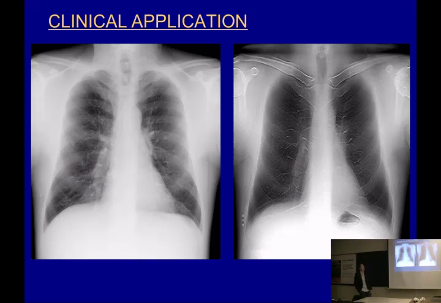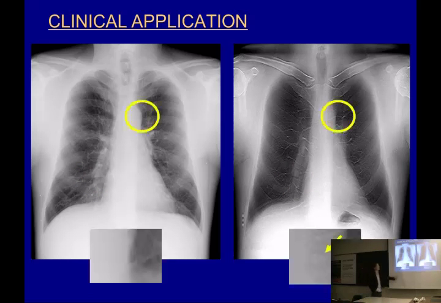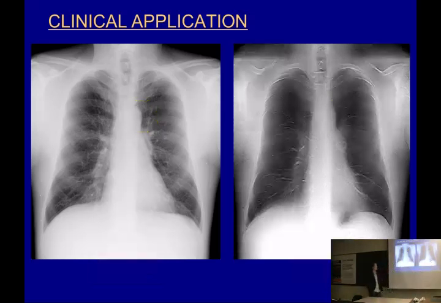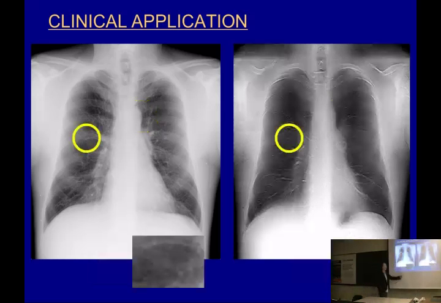If we check another location, here you will think it's clear again. But with the tomosynthesis image, here you can identify a small circle. And for the same patient, you'll find it clear again, but with the tomosynthesis technology, you can notice the nodule.